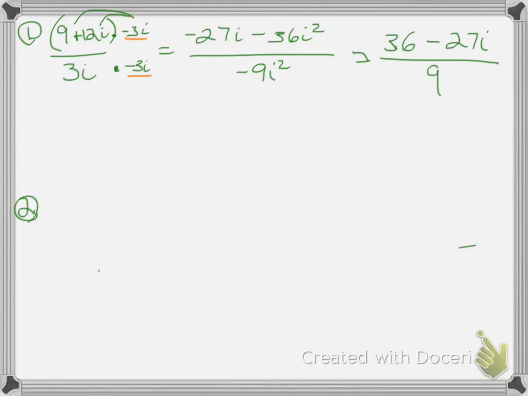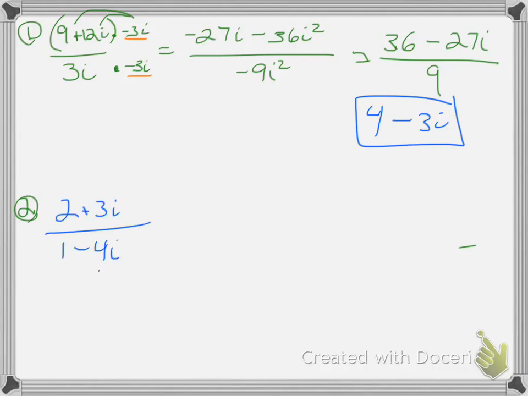And then check to simplify. If anything goes into all three of these, if you can divide by a common factor to all three, in this case it is 9, so my solution is 4 minus 3i. And that's my simplified form. Sorry, not my solution, my simplified form.